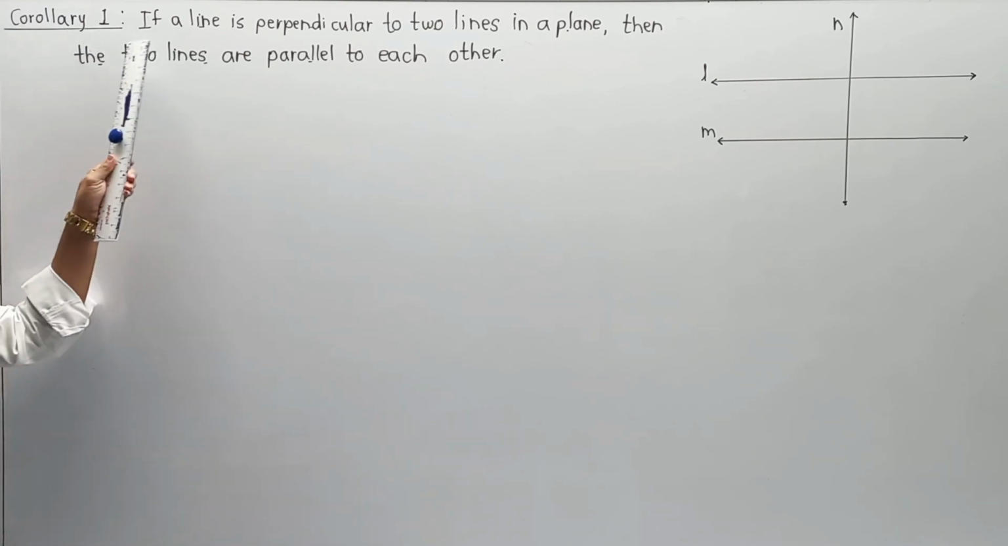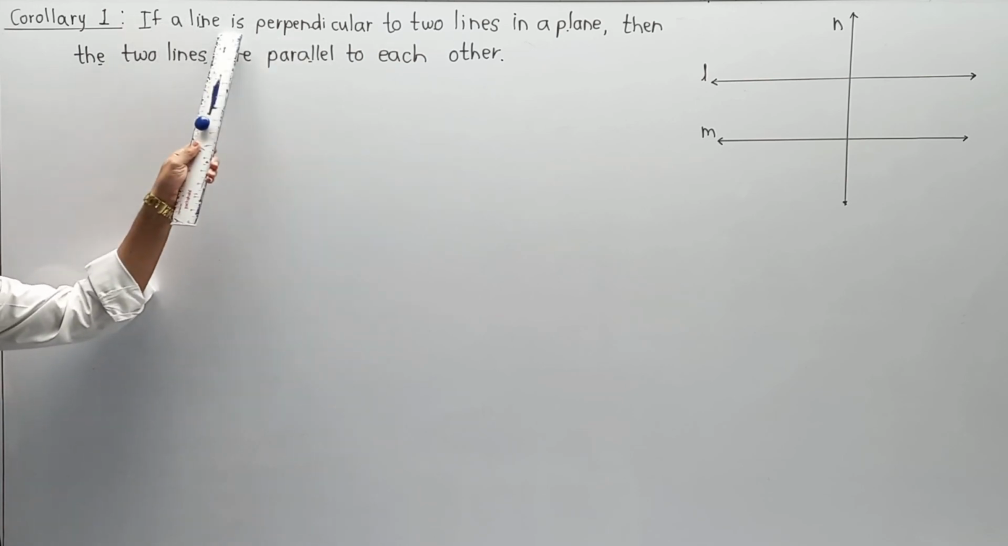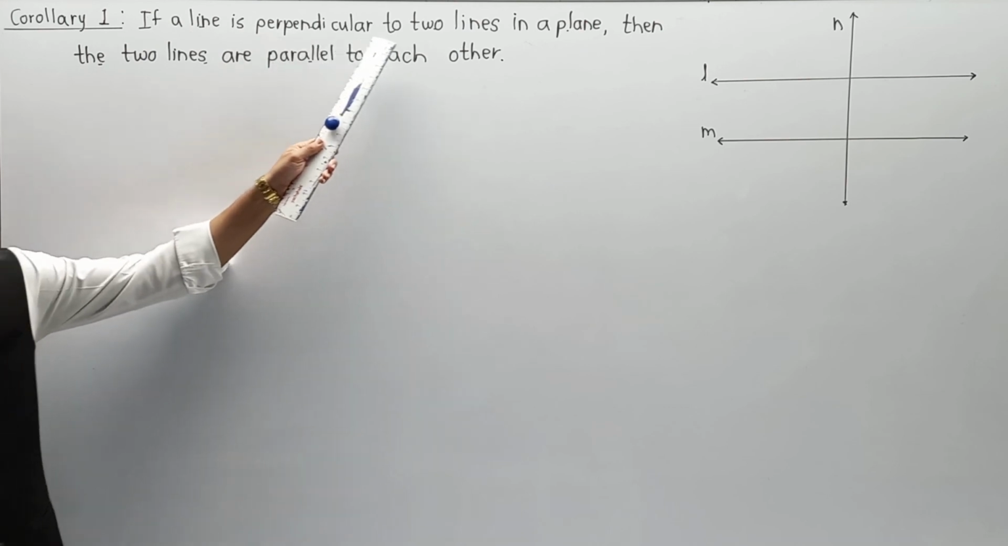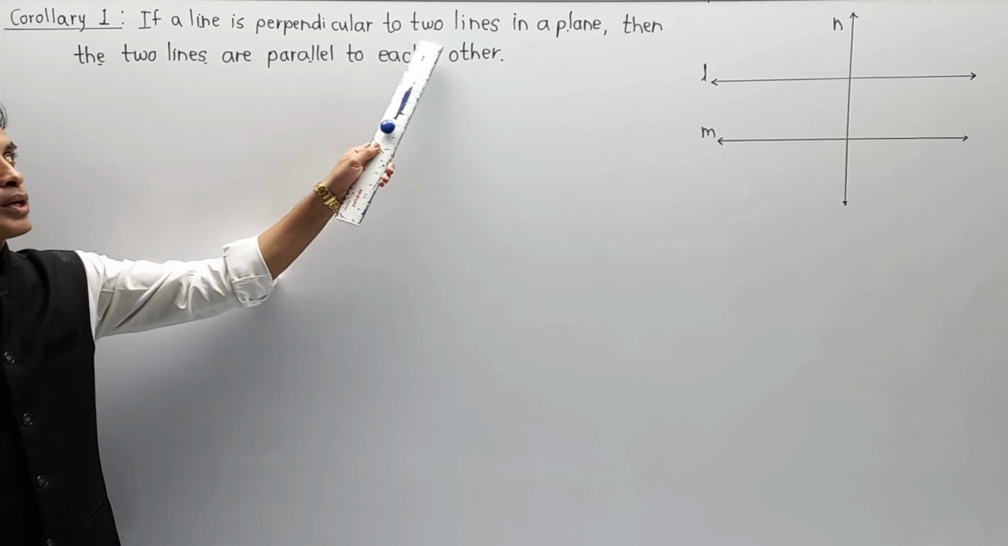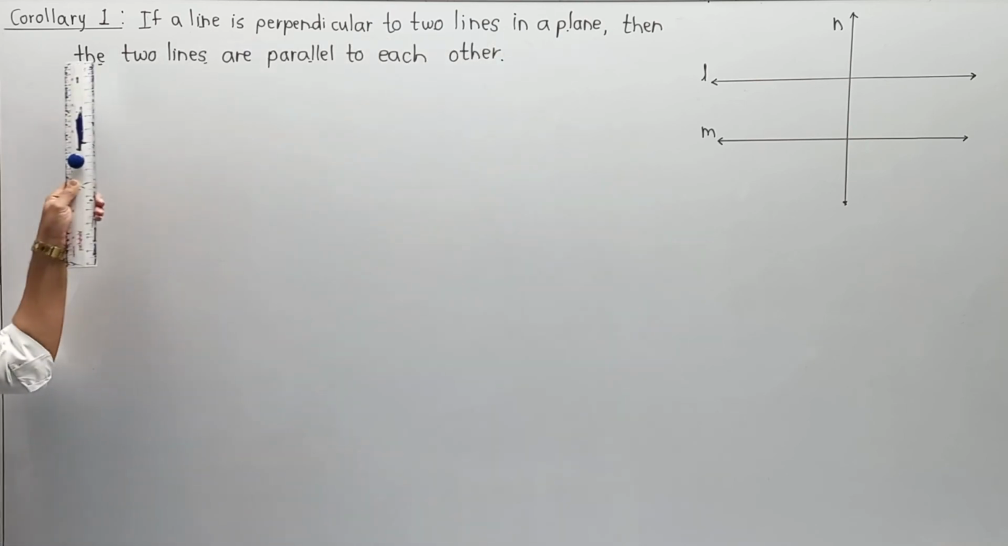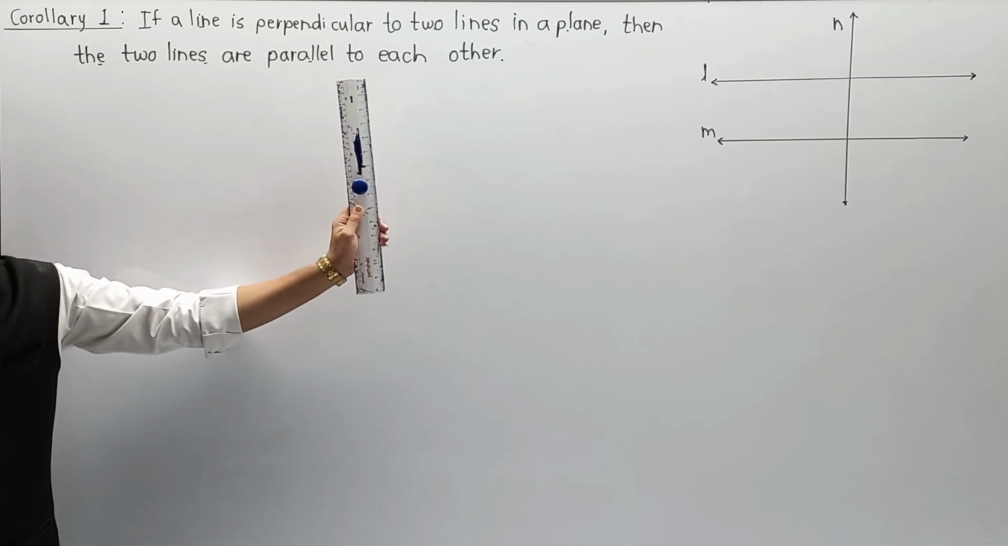So corollary 1, and the statement is: if a line is perpendicular to two lines in a plane, then the two lines are parallel to each other. Then these two lines are parallel to each other.